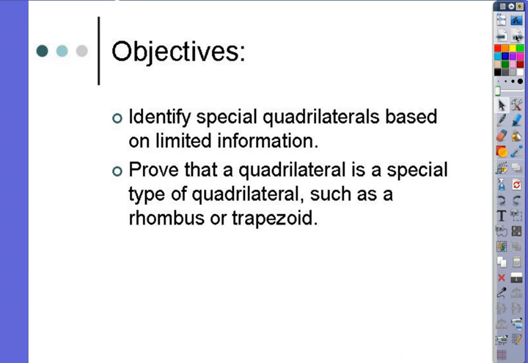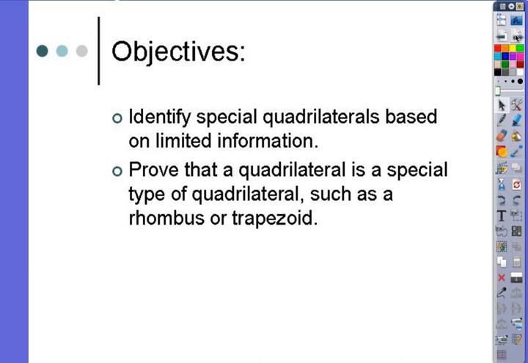Parallelogram. We could name all the special ones, but a plain old parallelogram. And then what's the other one? Trapezoid. And then what's the one special trapezoid we dealt with? Isosceles trapezoid. Good. So there's a bunch of them. Now, our goal is to be able to recognize what the special characteristics are of each of those kinds of quadrilaterals we've talked about.